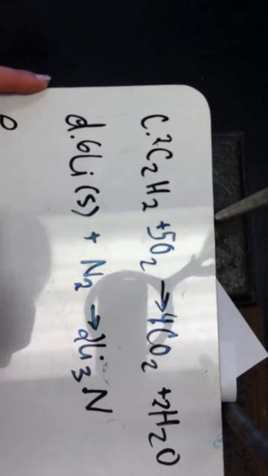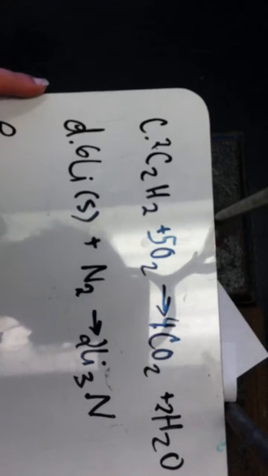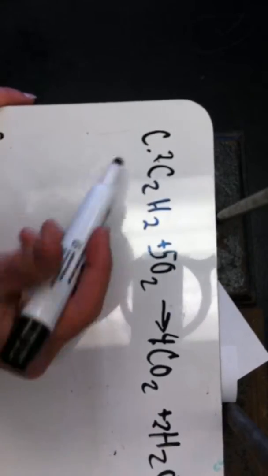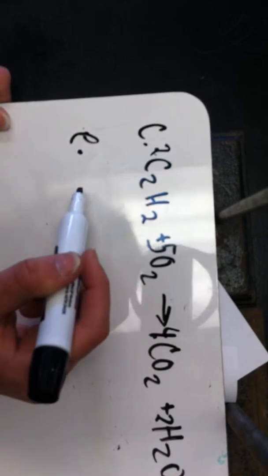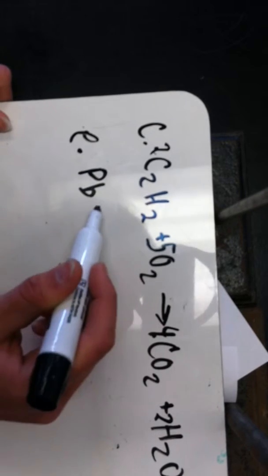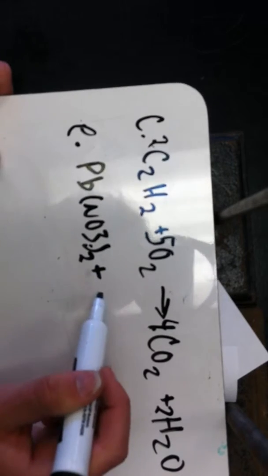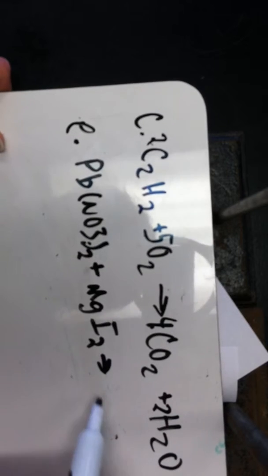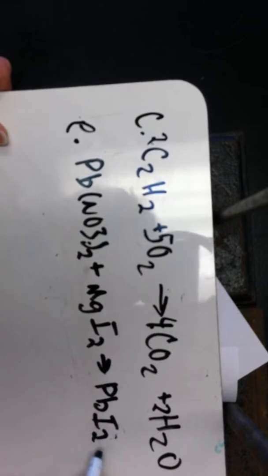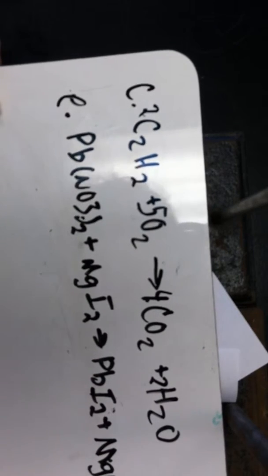Okay, last equation, lead nitrate and magnesium iodide are combined in a solution. So lead nitrate is PbNO3 plus MgI2 yields PbI2 plus MgNO3.